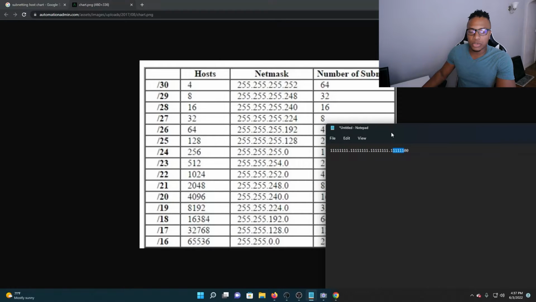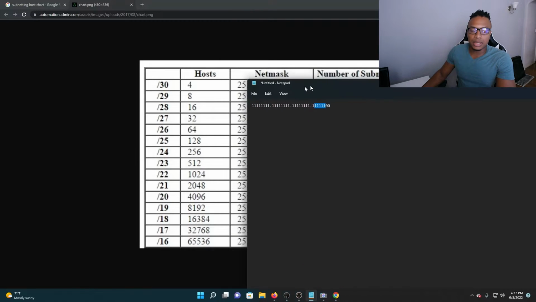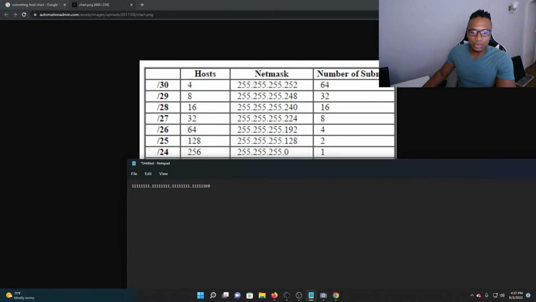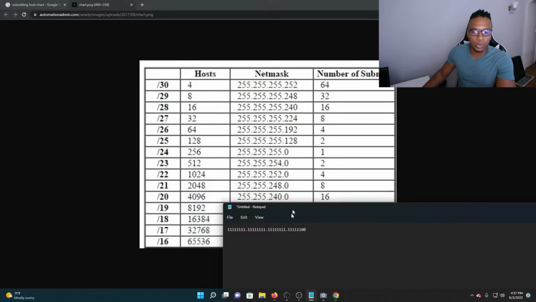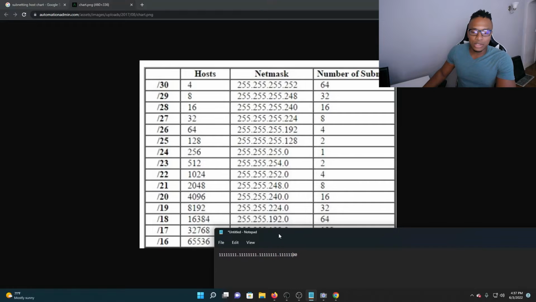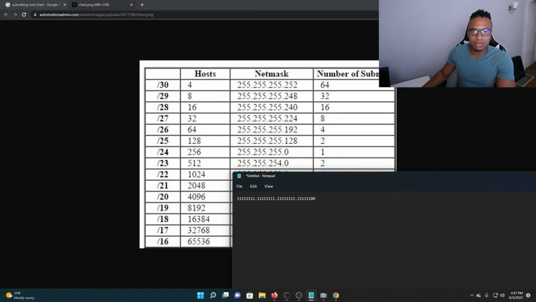I can't say what was on my test, but I would say you should memorize that at least. Memorize that the /30 just means 30 ones. So whatever number you have, that just means that amount of ones. And then the net mask is just the binary count.